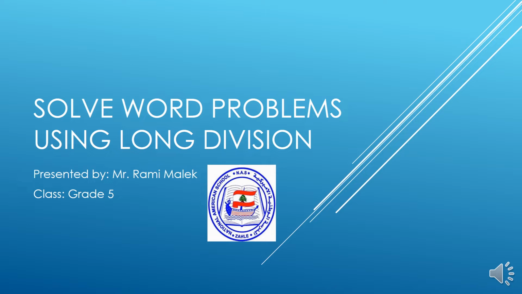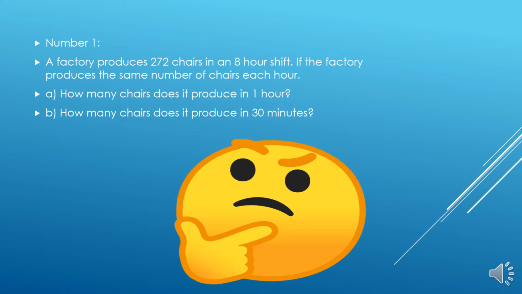In this video we will solve word problems using long division. Number 1. A factory produces 272 chairs in an 8-hour shift. If the factory produces the same number of chairs each hour, part A, how many chairs does it produce in 1 hour? Part B, how many chairs does it produce in 30 minutes?